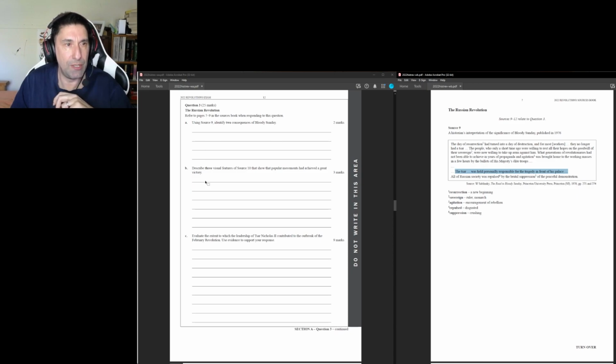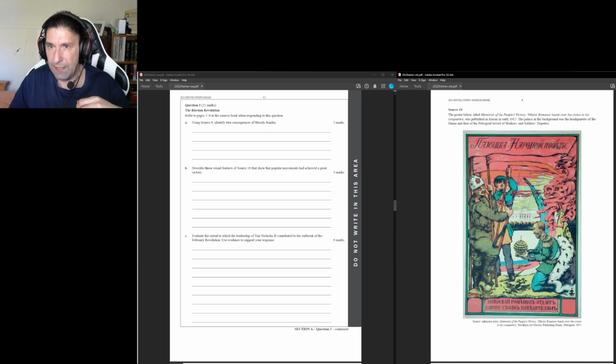Now, for question B, describe 3 visual features of source 10 that show that popular movements had achieved a great victory. Okay, so I'm looking at source 9 here, so I need to go on to source 10. So I'll just go over to the next page. Eventually. There we are. All right, source 10.